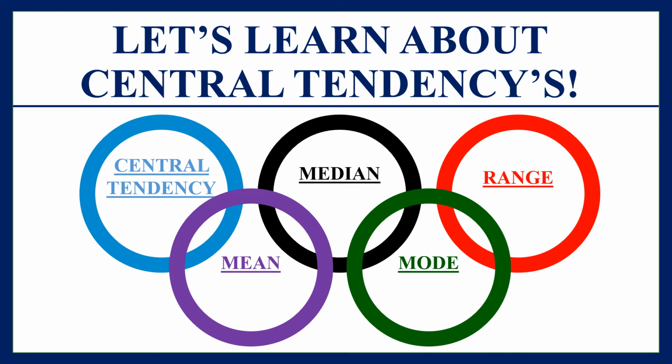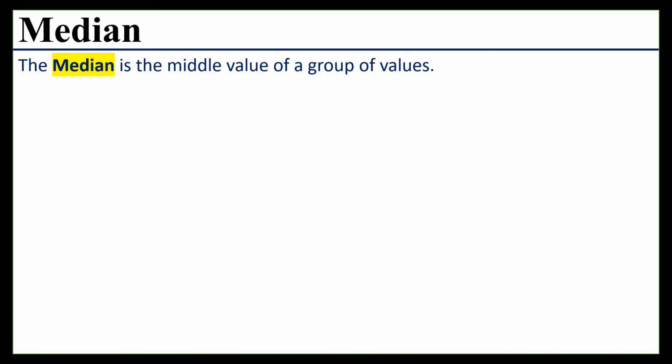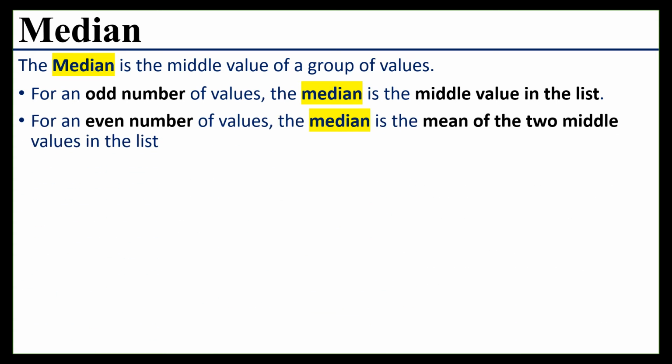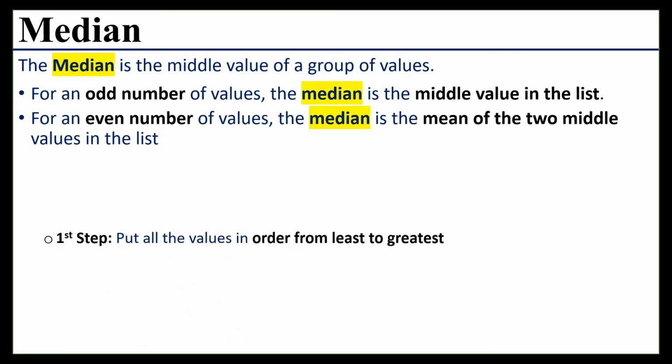Now that you know what the mean is, let's begin talking about the median. Median. The median is the middle value of a group of values. For an odd number of values, the median is the middle value in the list. For an even number of values, the median is the mean of the 2 middle values in the list.